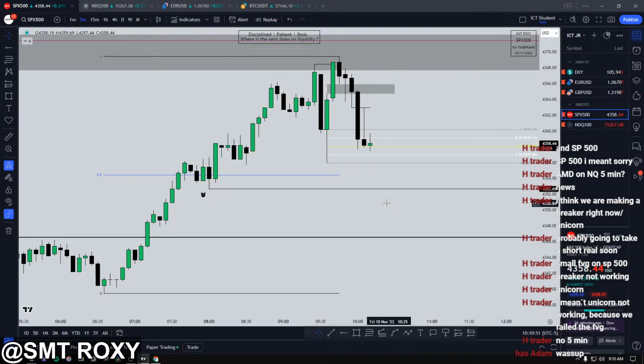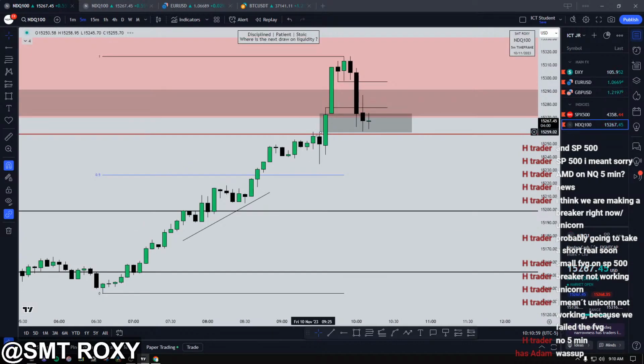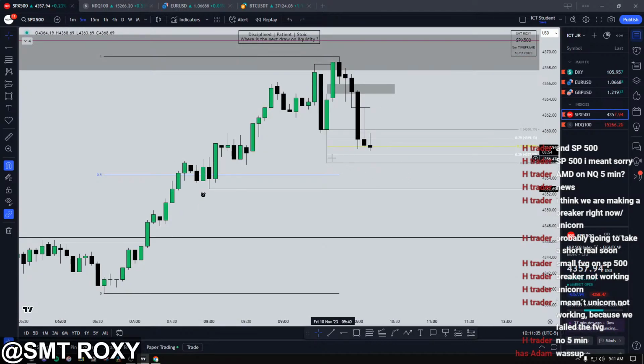You're just waiting for more confirmation. That's what it is. Yeah, I would probably wait, probably for NQ. I want to see this become inversed. Then I'll probably be wanting to take a short. And then probably for the SPX, same thing.